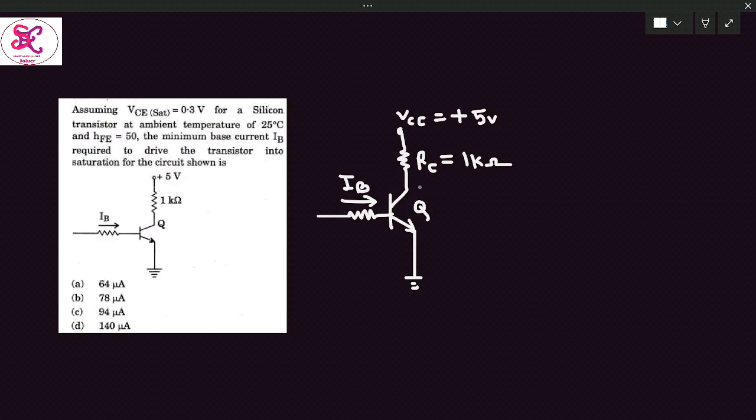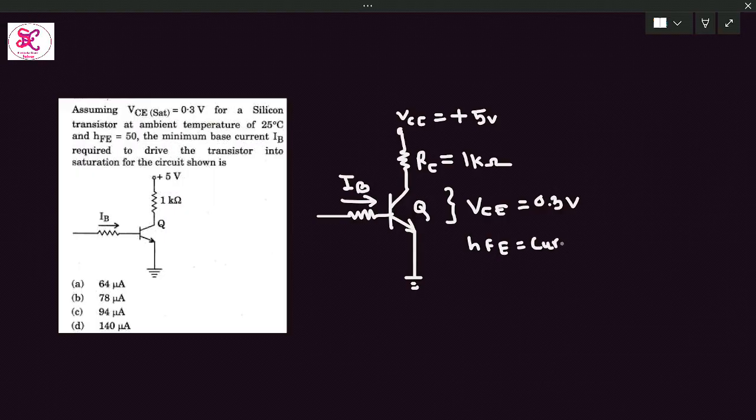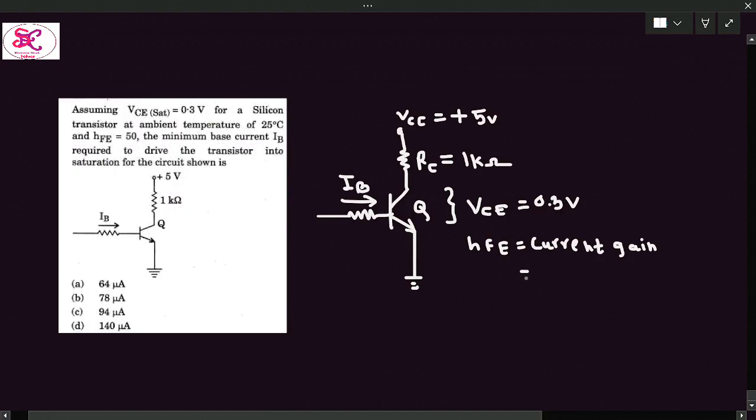So what is given in the problem? This VCE voltage is given, which is equal to 0.3 volt. So VCE saturation is given, that is 0.3 volt. The current gain, HFE is the current gain, which means beta value, which is equal to 50.